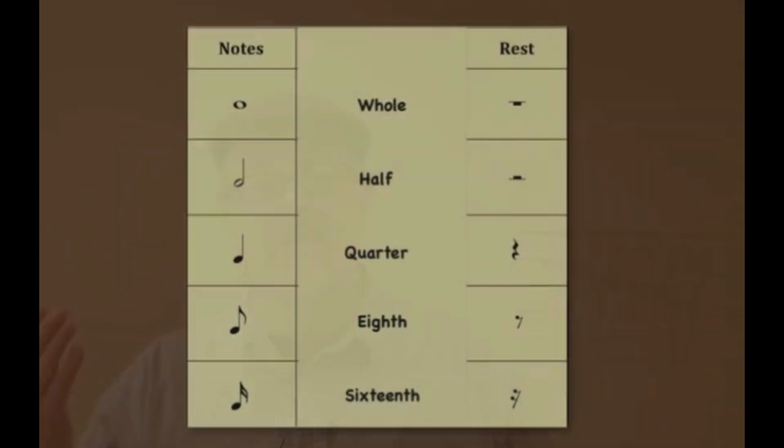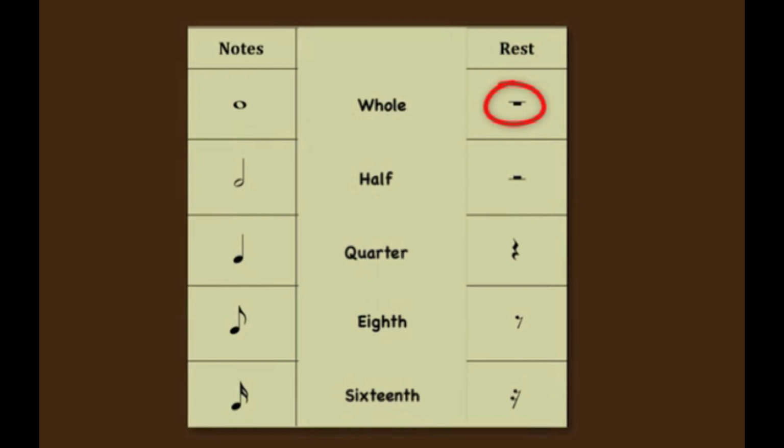Whole note, meet whole rest. Half note, meet half rest. Quarter note, equal quarter rest. Eighth note, eighth rest. 16th note, 16th rest.